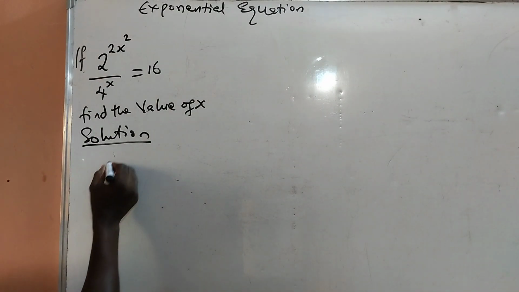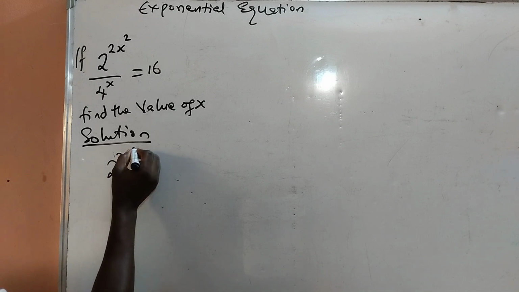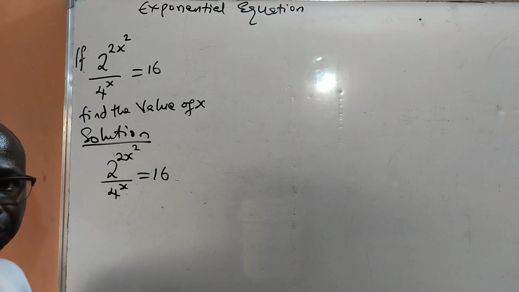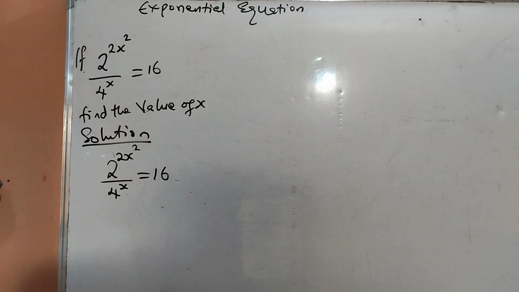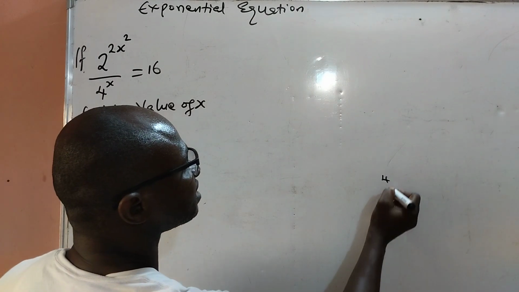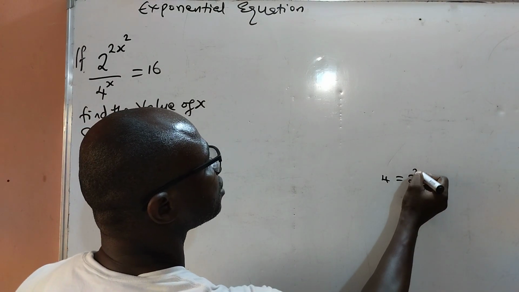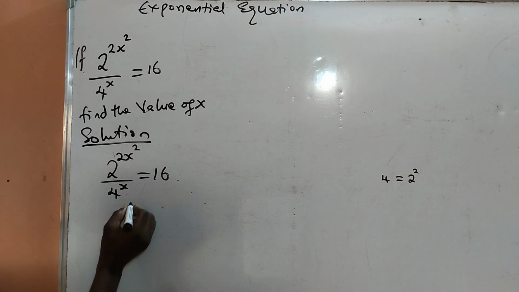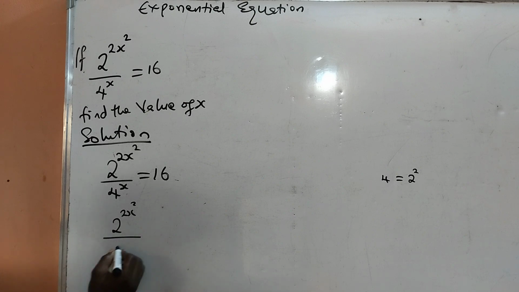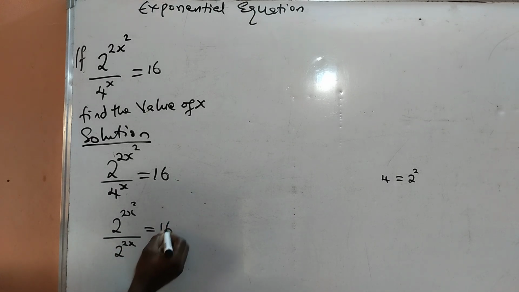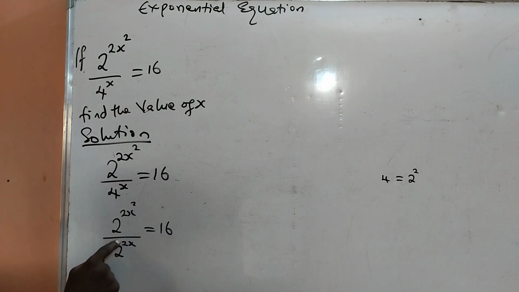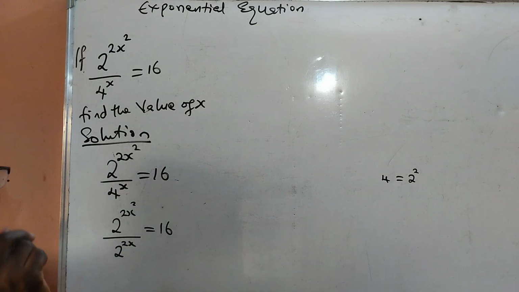Solution to the question: 2 raised to the power 2x² divided by 4 raised to the power x is equal to 16. Now, to start with, 4 as a number is the same as 2 raised to the power 2. Therefore, I will write 2 raised to the power 2x² divided by 2 raised to the power 2x is equal to 16. What I have done, I expressed 4 as 2 raised to the power 2, then multiply by power x. It becomes 2 raised to the power 2x.